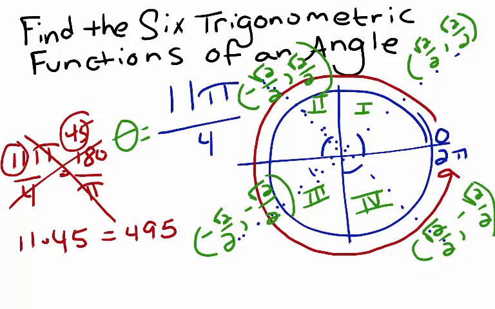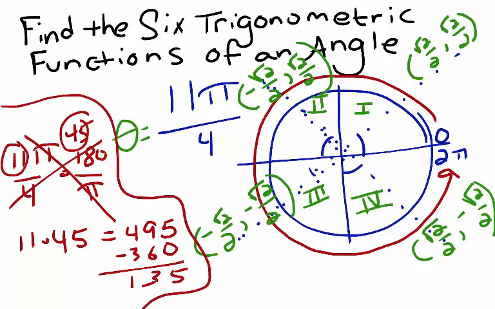If I subtract 2 pi from it in the form of 360 degrees, I'm left with 135 degrees. It's important to note that 135 degrees is not the angle represented by 11 pi over 4. The angle in degrees that corresponds to 11 pi over 4 is 495 degrees. However, by simplifying in this way, it helps us to see what point on the unit circle 11 pi over 4 is going to fall.